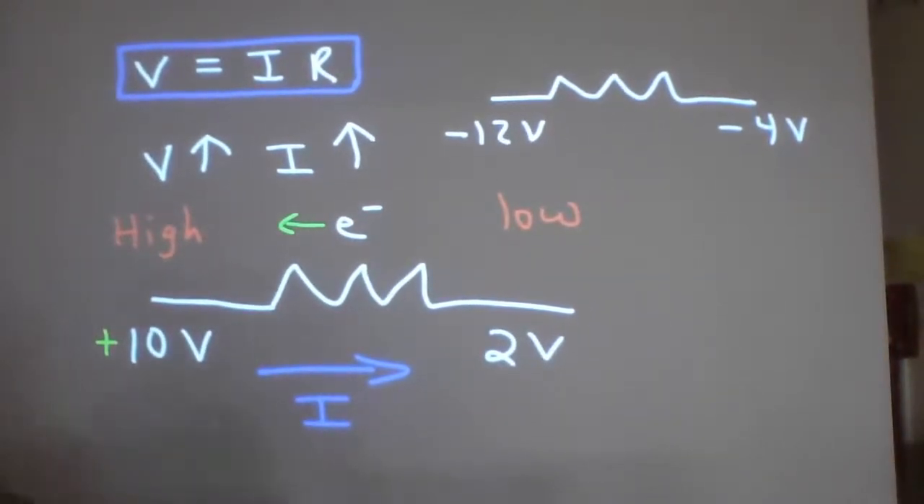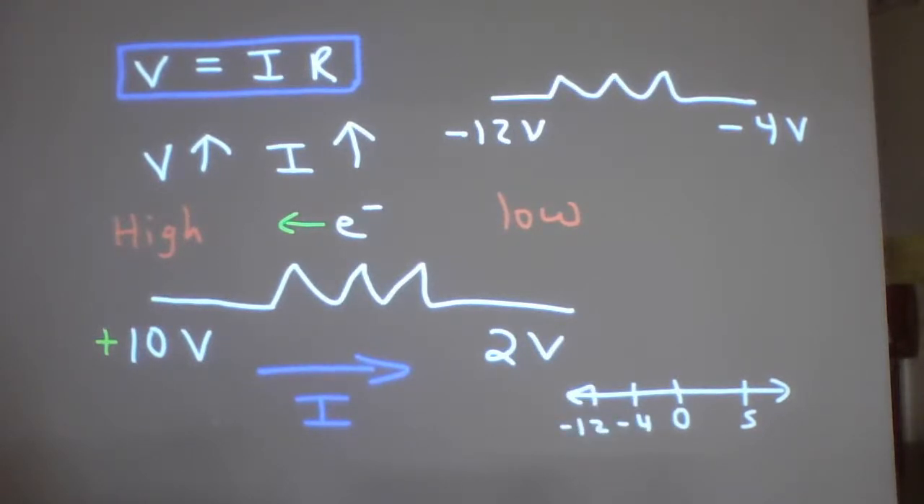On a number line, which number is greater, negative 12 or negative 4? If we draw a number line, let's say this is 0, this is 5, this would be negative 4, and negative 12 would be somewhere over here. So the value increases as you go towards the right on a number line. Therefore, negative 4 is higher on a number line than negative 12.